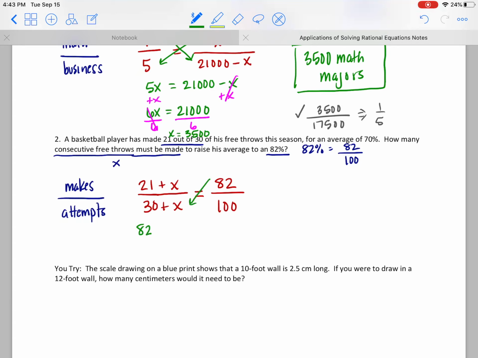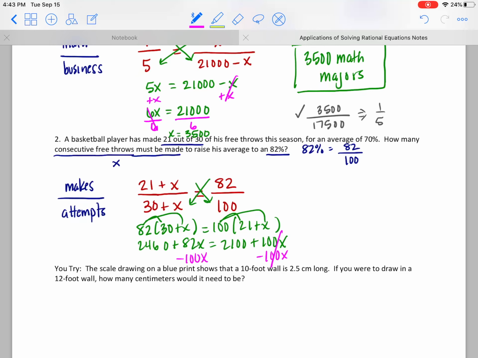So here, 82 is going to distribute to 30 plus X, and then here, 100 is going to distribute to 21 plus X. So that's going to be 2,460 plus 82X equal to 2,100 plus 100X. Now I'm going to get my X's together here. So I'm going to subtract these 100 over. It's going to cancel those out. And then I'm just going to bring my work up this way.